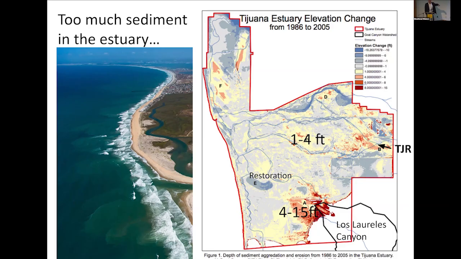This is a map of the elevation change in the estuary from 1986 to 2005, showing lots of sediment accumulation. Let's see, with a laser pointer. No, that's fine. So a lot of sediment accumulation up to 15 feet in the southern end. And so the beaches don't have enough sediment. The Tijuana estuary has too much sediment in the wrong places. So I'll talk more about how we might address that problem as well.